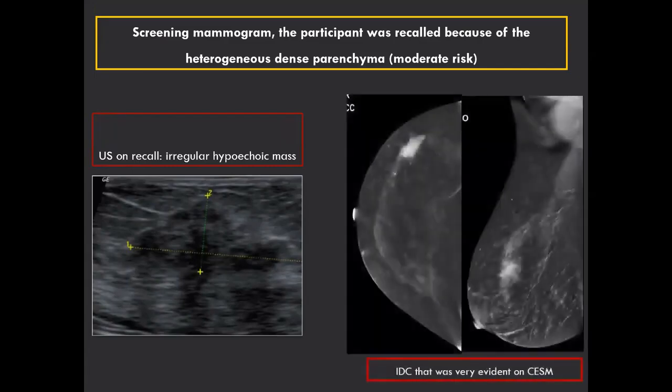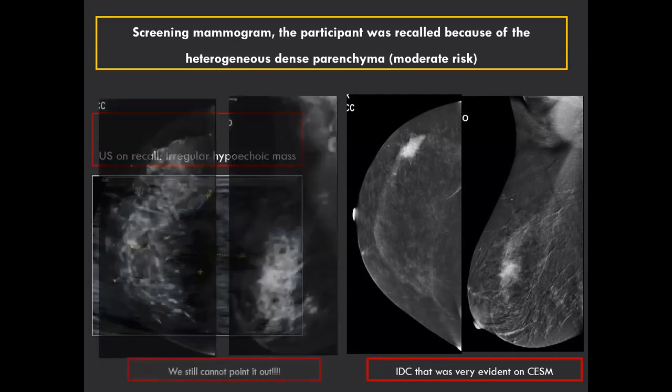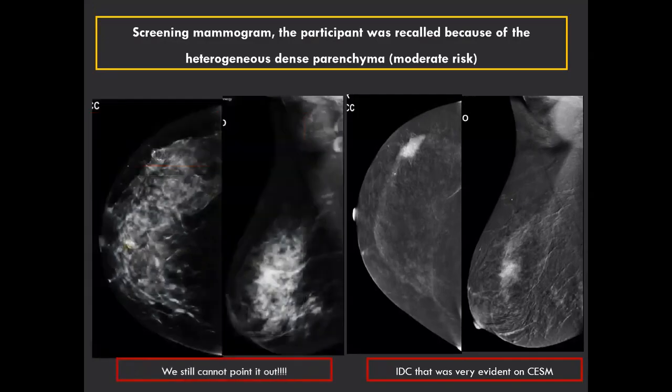So we had to perform contrast mammography, which could clearly see the carcinoma in the upper outer quadrant of the right breast. Even if you see it on contrast mammography and we go back to the 2D mammogram, it is very difficult to pinpoint where the lesion is, although it is evidently seen on contrast mammography.